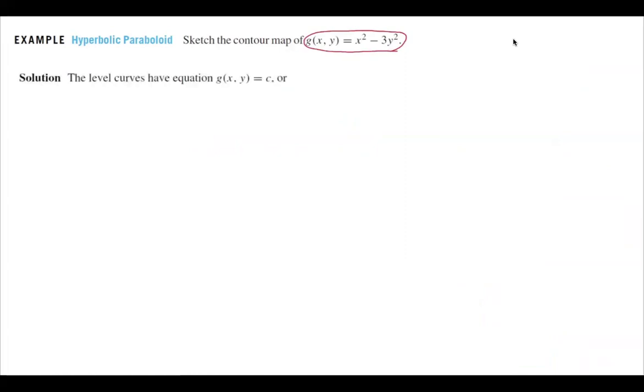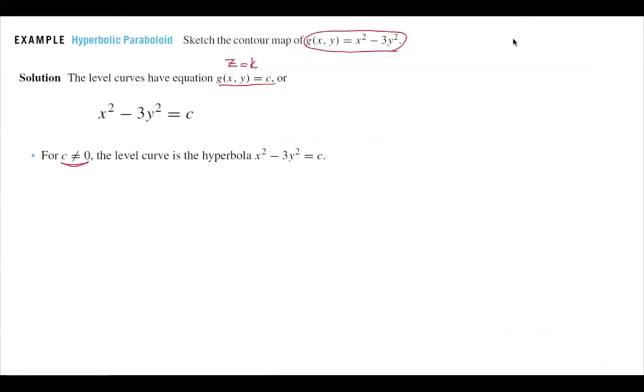As you remember, you're going to set the z values equal to fixed values, k, c, z sub 0, whichever you feel comfortable, it doesn't matter. Different books use different notation. x squared minus 3y squared is equal to c. Well, what's the meaning of that? If c is non-zero, the level curve is a hyperbola. x squared minus 3y squared is equal to c.